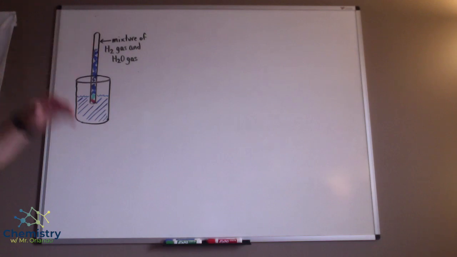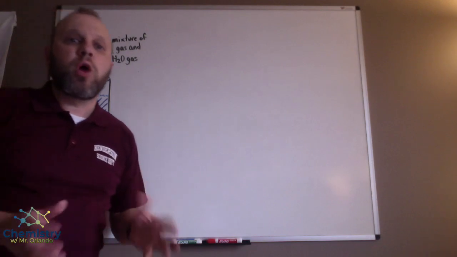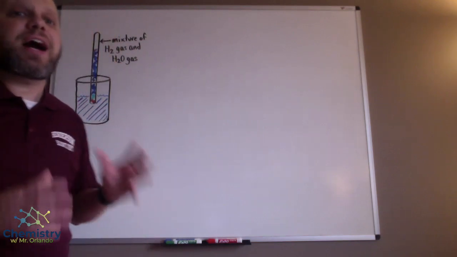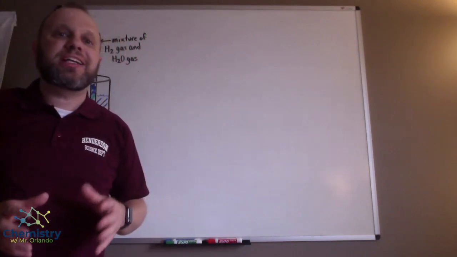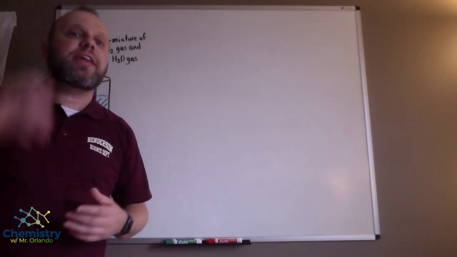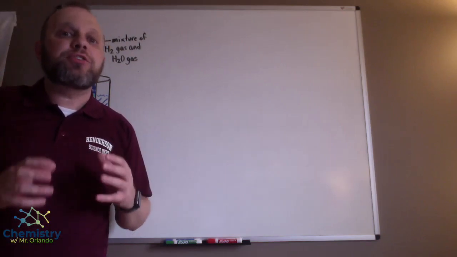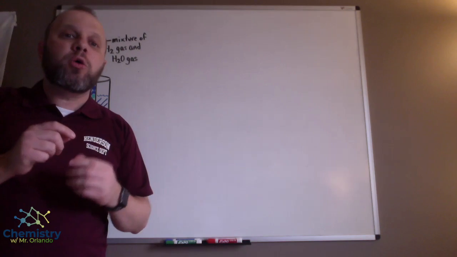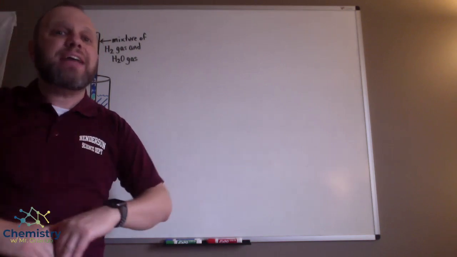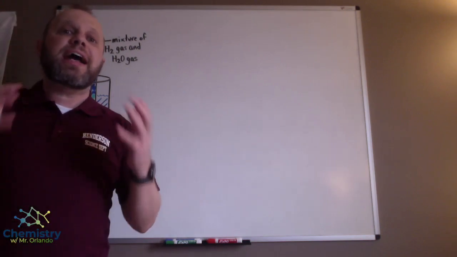The reason why it was important to use a one-hole stopper is because as the hydrogen gas is being generated, it's displacing the water that was in the tube. That water needs to go somewhere. So having a one-hole stopper allows the water to exit through the bottom of the eudiometer as the hydrogen gas is collected.